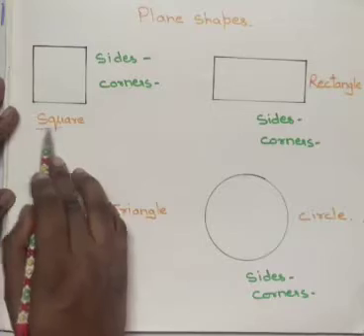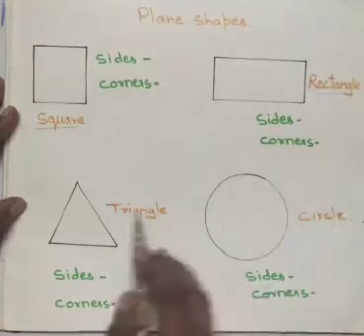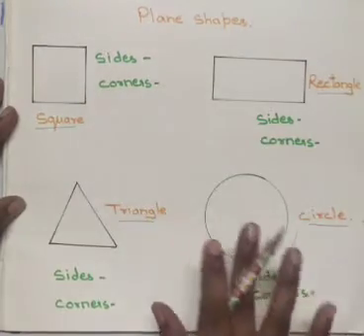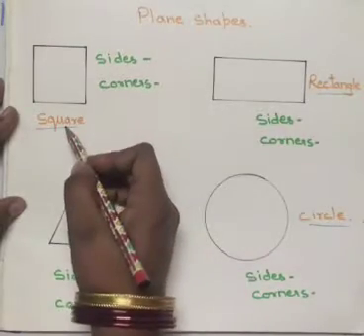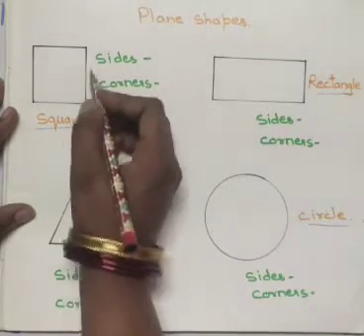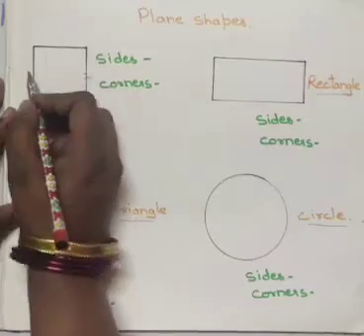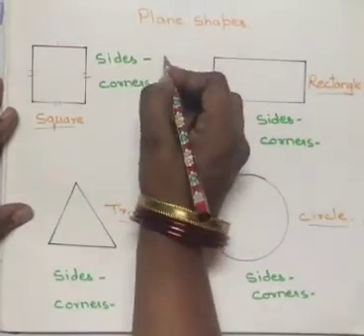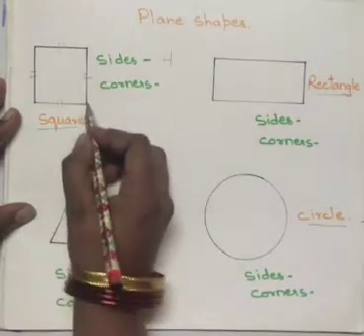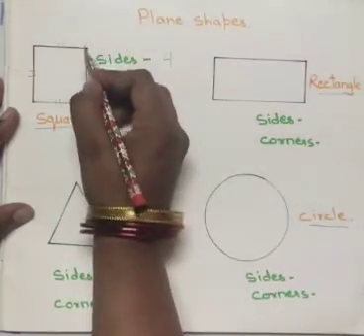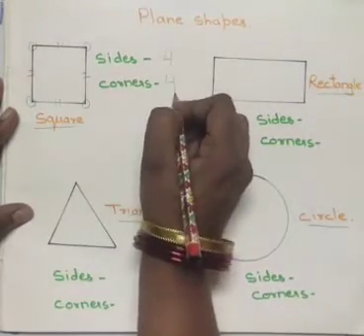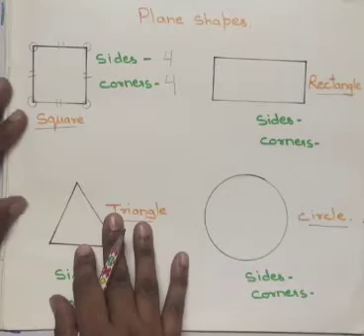Now let's move on to plane shapes. First is square, then a rectangle, then triangle, and then circle. These are the 4 plane shapes which we will learn in this chapter. First, move on to square. A square has 4 sides and they all are equal. So it has 4 equal sides and 4 corners. These are the corners.